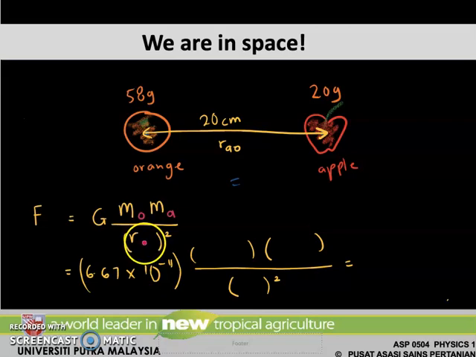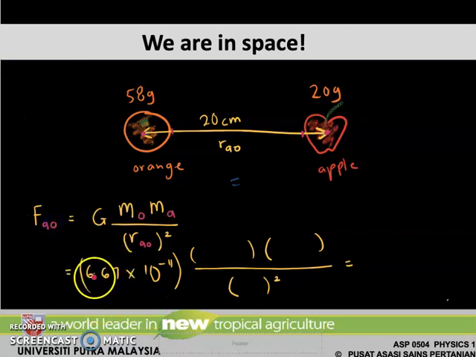The radius between the orange and the apple must start from the center of mass. I cannot stress this enough. It must start from the center of mass of the orange to the center of mass of the apple. Do not start at the edge, from here to here. That is wrong. You cannot use this as your radius. The radius must start from the center of mass. So this is r_AO, or r apple to orange, and it should be squared according to our equation. This is the force of gravity between the apple and the orange.